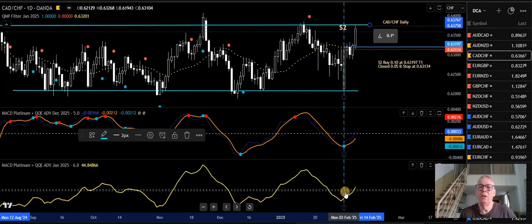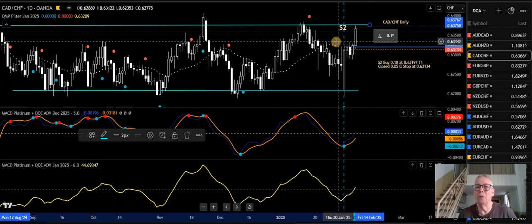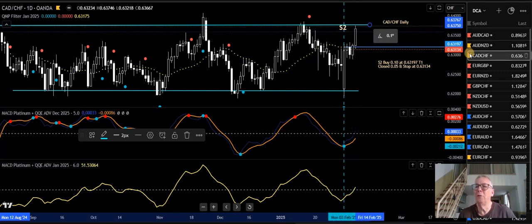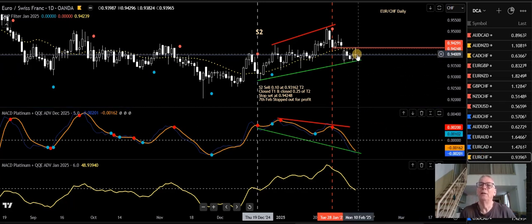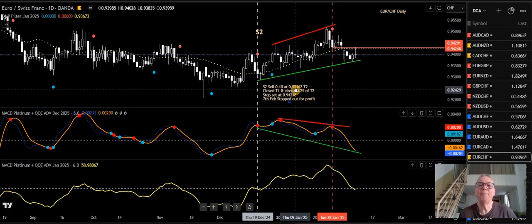MACD Platinum's below the 0 level, but the QQE advances through the 0 level, one of the reasons I'm closing half. You could have a look at the other pairs. The Euro Swiss is the other one that's highlighted. I think I was stopped out on the trade. Oh yeah, that spike. Stopped out on the sell for a profit.